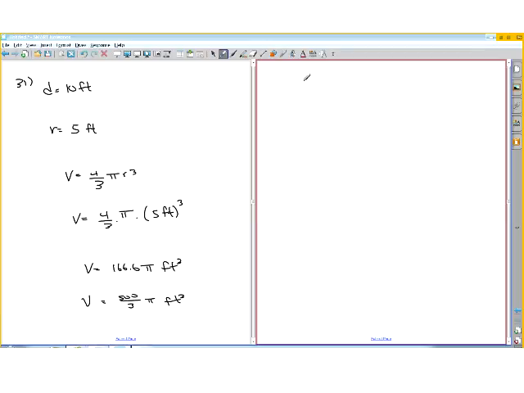And let's put these up here. And the final thing was the surface area of the sphere. Again, let's look at the book. 4 pi r squared. 4 pi times r, which is 5 feet, squared. Well, this is 25. 25 times 4 is 100. So you get 100 pi feet squared.